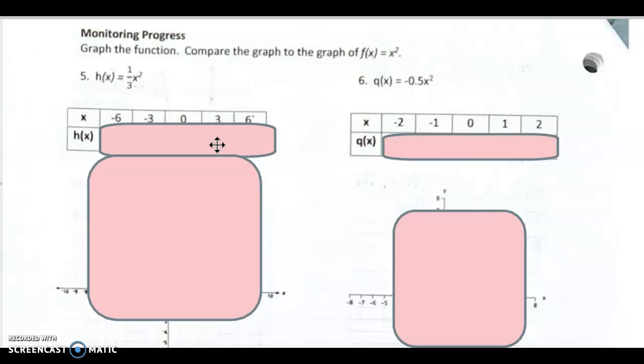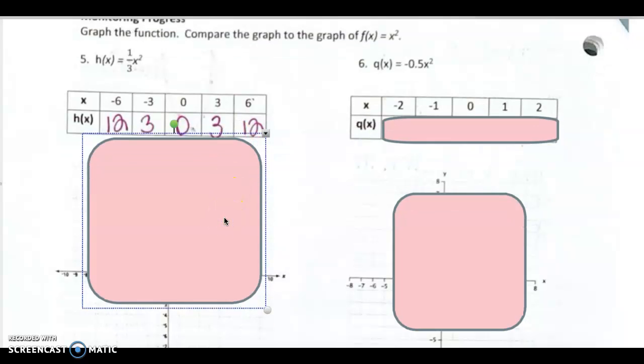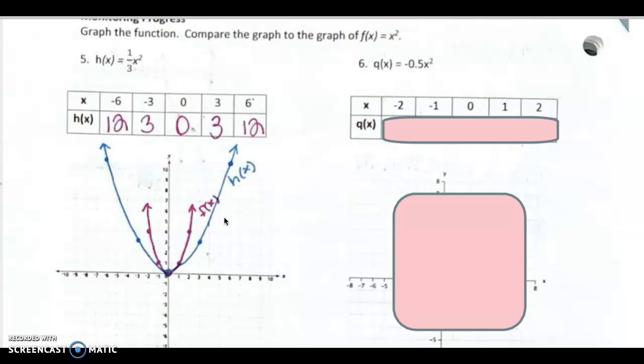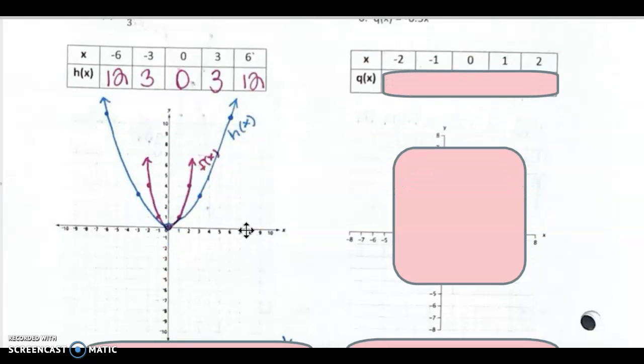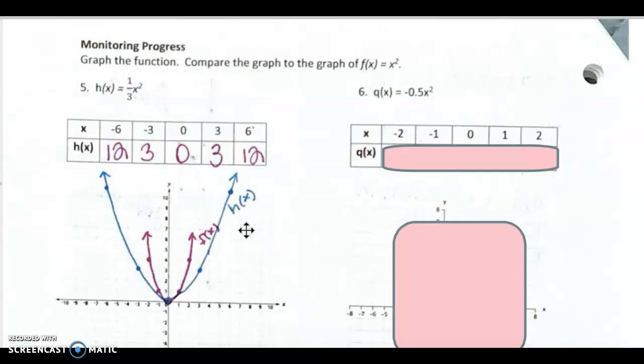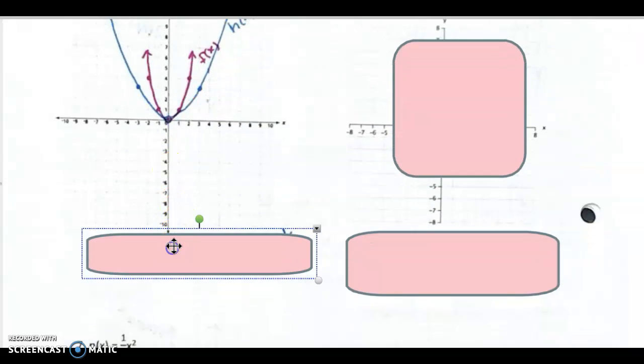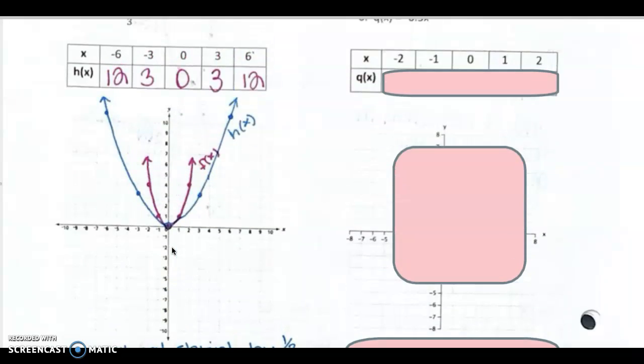Okay, if you pause the video and you've done this, then you should get these y values for number 5. So if we graph them, they're going to look like this. Okay, so pink is still my parent function. Blue is my new function. Now, we can see that they both open up still, but h of x is much thicker than f of x. So we can see, even just by looking at this, there's no reflection. It's just 1/3, so it's between 0 and 1, which makes it a vertical shrink by 1/3.